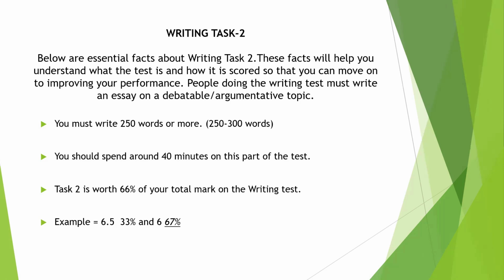So task 2 is worth 66% of your total marks, which means 2/3 of the score or weightage goes to task 2, hence a 40-minute round, and 1/3 of the score will attribute to the letter writing, hence it's a 20-minute round. That's what I've written below as an example. I mean, if you get a 6.5 and a 6, so 33% and 67% will be taken accordingly.